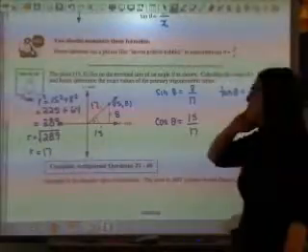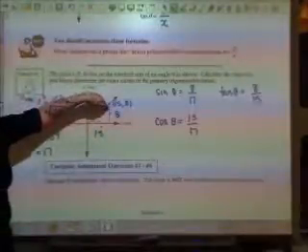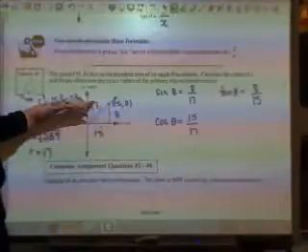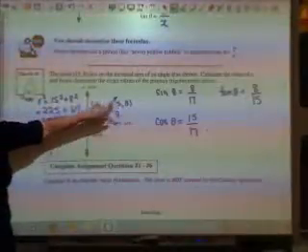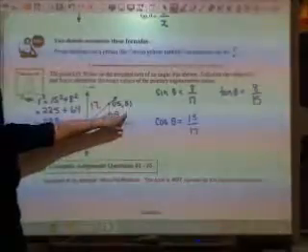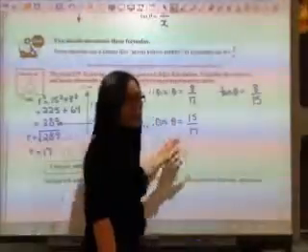Because even if I went and I made this my angle theta, my sine would be 15 over 17. Cos would be 8 over 17. And this time tan would be 15 over 8. So tan can be bigger than 1. Sine and cos can't.